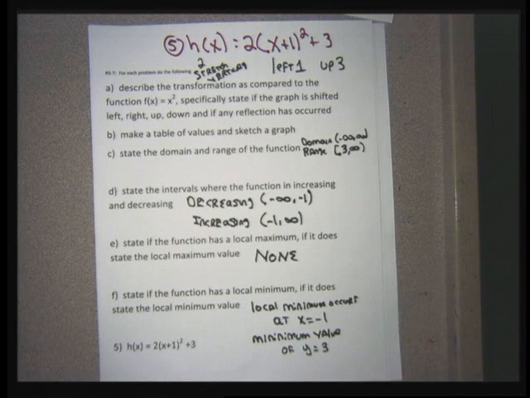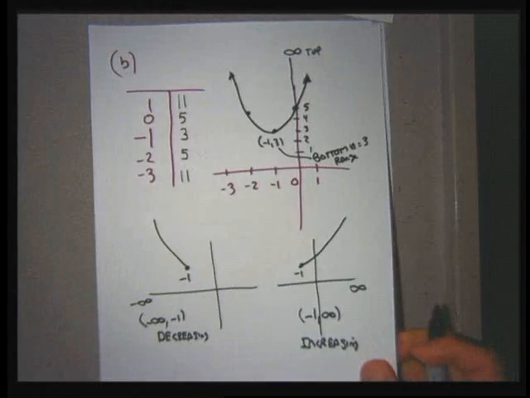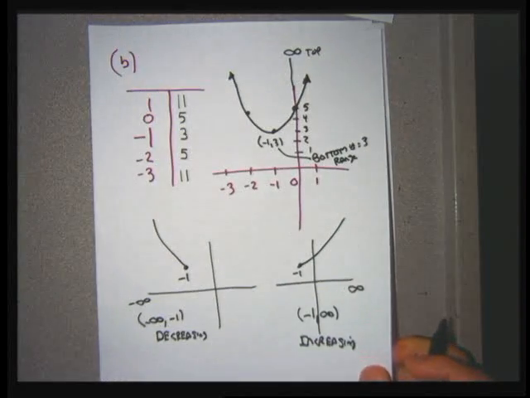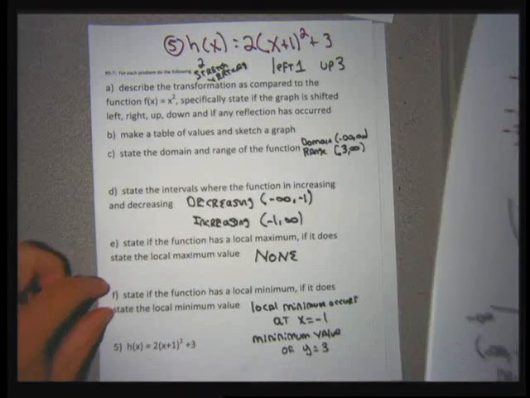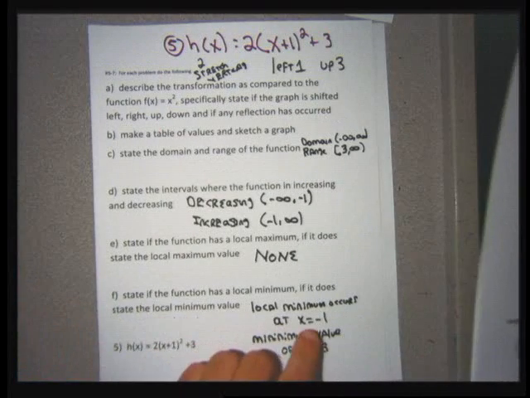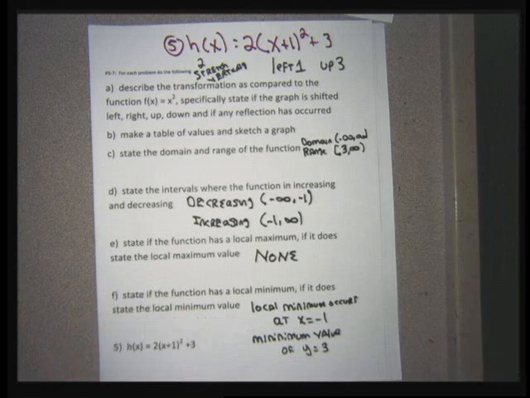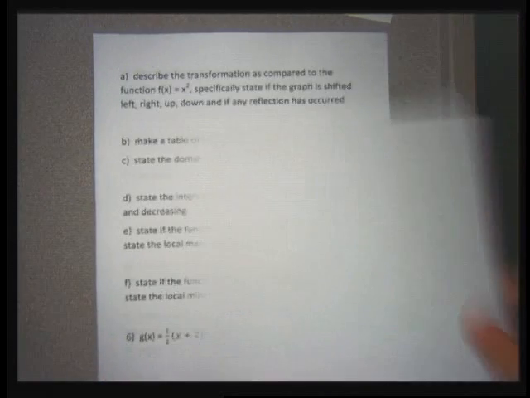So it does have a local minimum because it has a low spot. The low spot occurs at the point -1, 3. When we define the local minimum, we say the local minimum occurs at an x value, and the y value is the value of the minimum. So that's everything for question 5A, I believe that was. There's a couple more of these that we have to do.